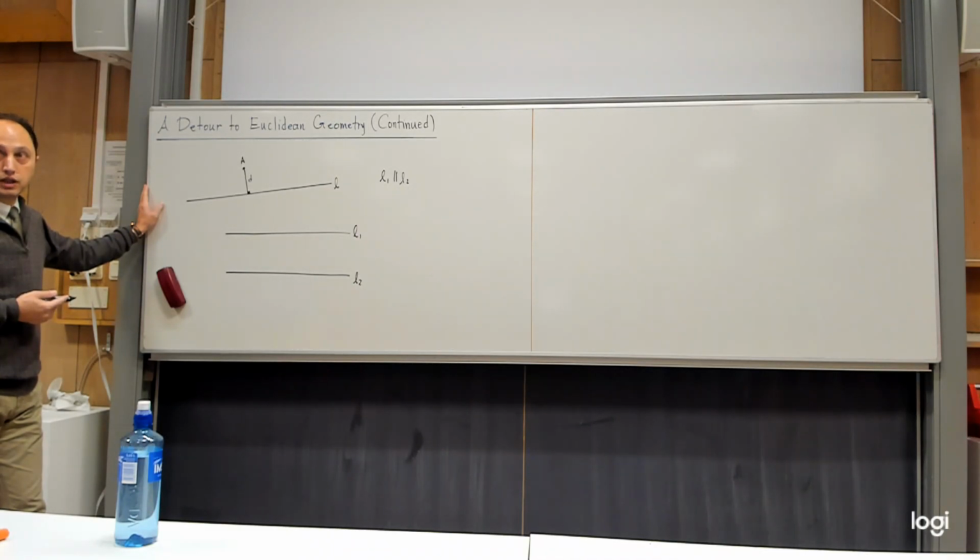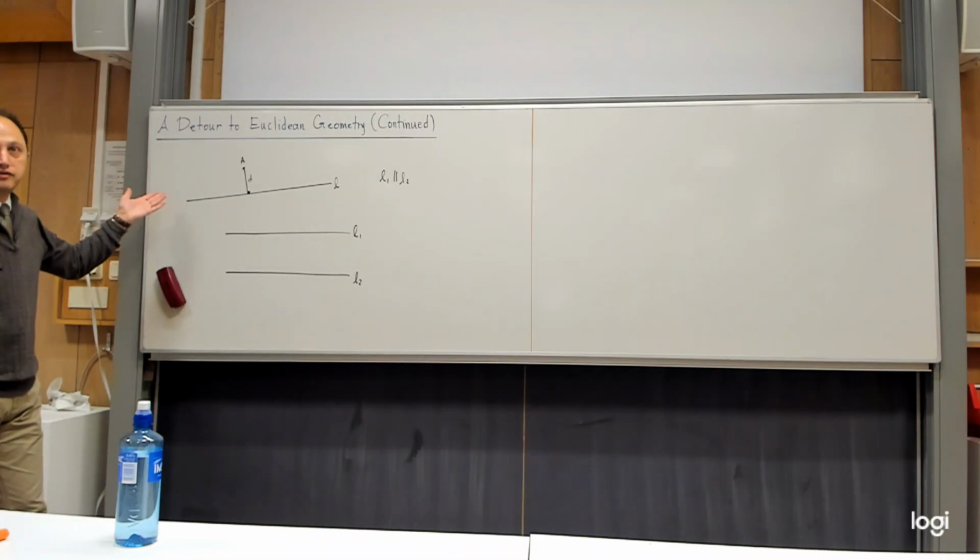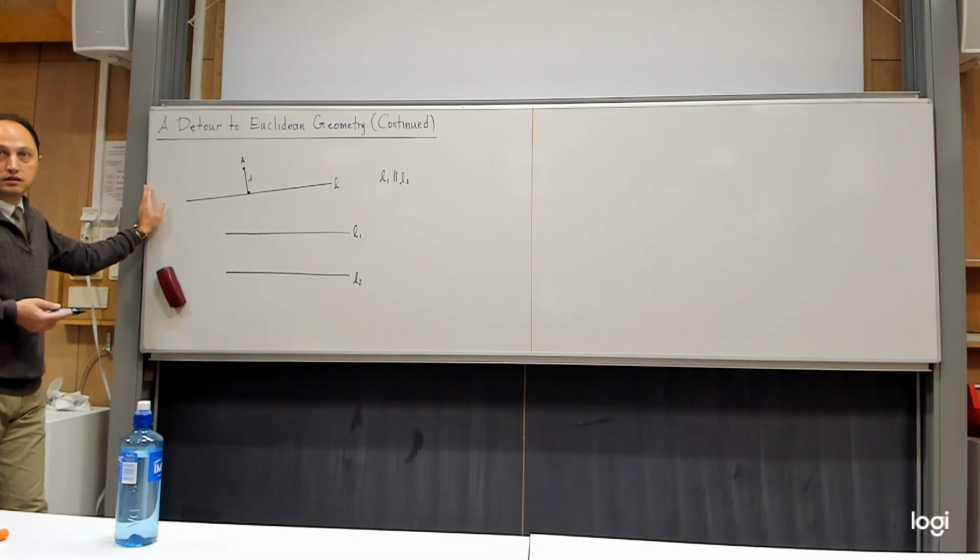Infinitely many. Okay, but what is the locus? You cannot just say that there are infinitely many. Yes, there are infinitely many, but what shape do they form?